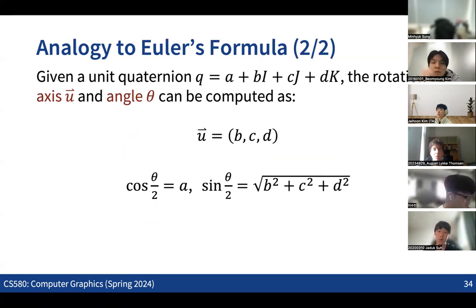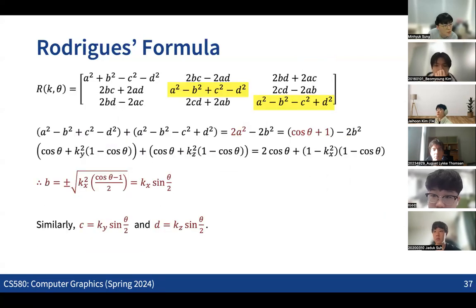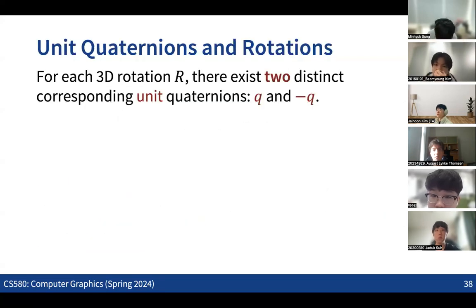So if you have any 3D rotation with an arbitrary axis and angle, you can always find a unit quaternion corresponding to that 3D rotation, which means that the mapping from the unit quaternion to the 3D rotation is surjective. There always exists a unit quaternion that maps to an arbitrary 3D rotation. For any arbitrary 3D rotation, we can find the unit quaternion.